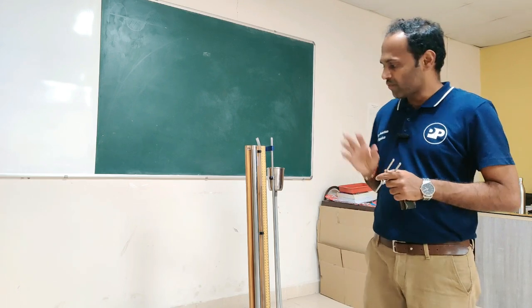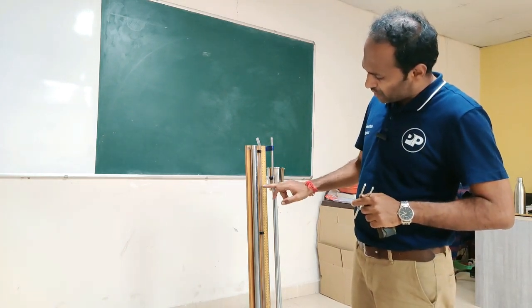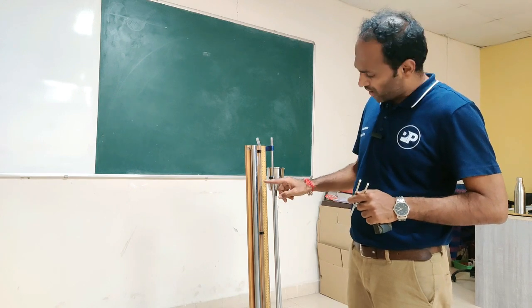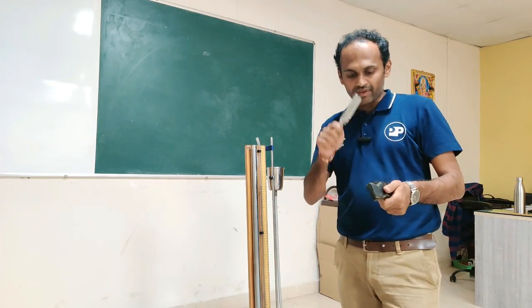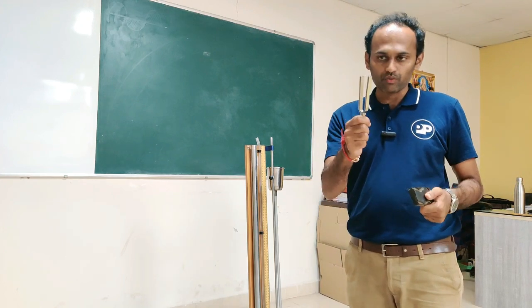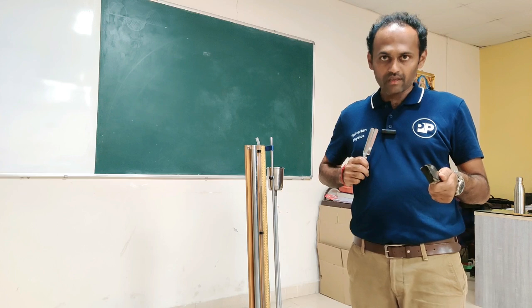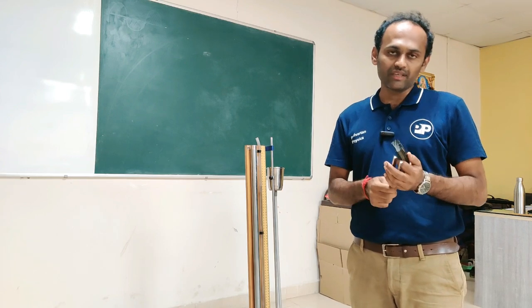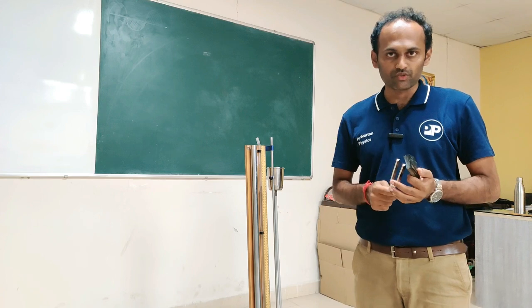Okay. So what we have to do is, first we have to keep the air column, I mean the water level, at 20. After keeping it at 20 centimeter, I will hit the tuning fork and set it into vibration. You can hear the sound here only, I will show you. Like this, the light sound you will hear. This is the sound of vibration of the tuning fork. It is not the sound of the resonance column.